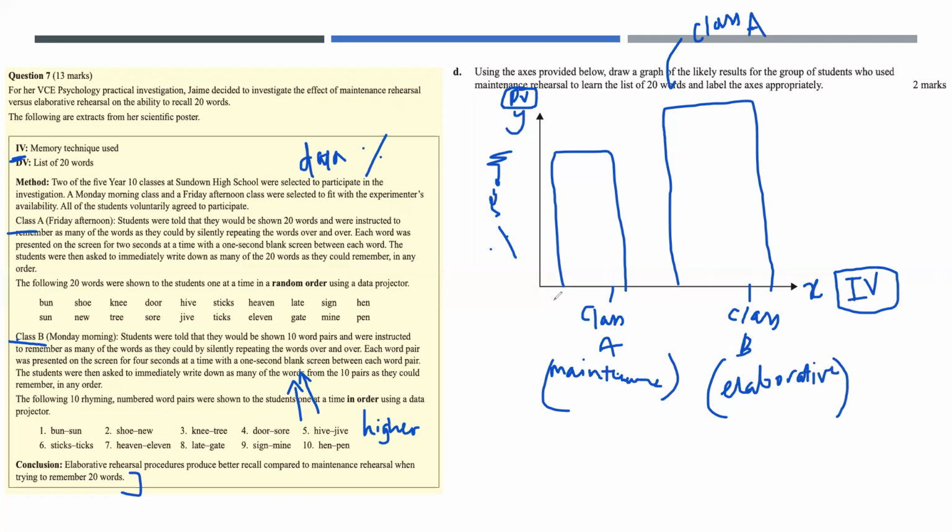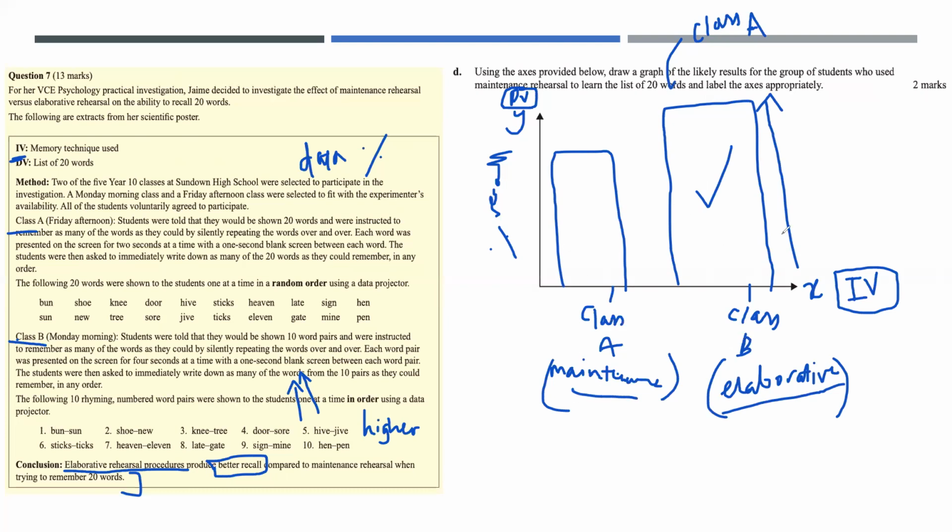How do I know the number? Which number? How much? You don't know the number. We only know that class B, remember in the conclusion, it says elaborative rehearsal procedures, which were only used by class B, right? Produce better recall. This is the word that we're using. So we just have higher, yeah. So you're just making an estimate. See, when I draw the graph, I can see here from the graph that class B does have higher recall, yeah, compared to class A. So that elaborative rehearsal procedures do lead to higher recall compared to maintenance. That's what I can see from my graph, yeah.